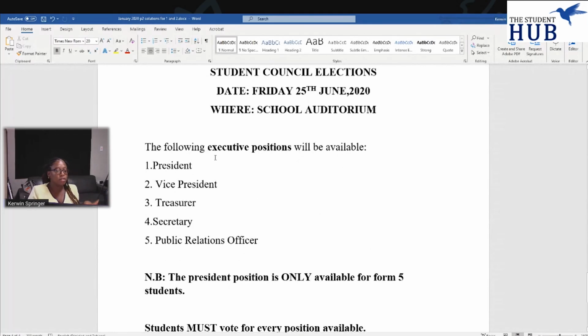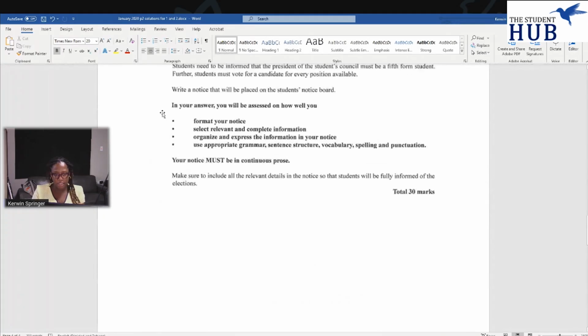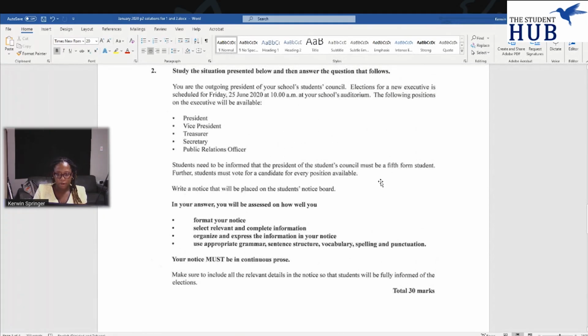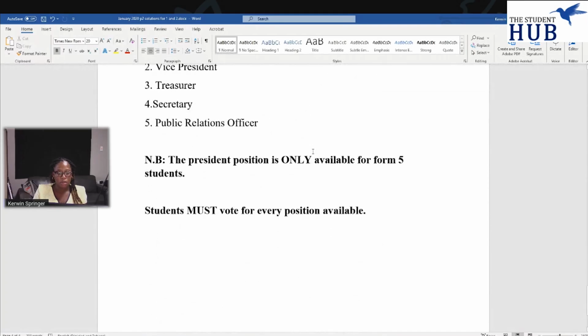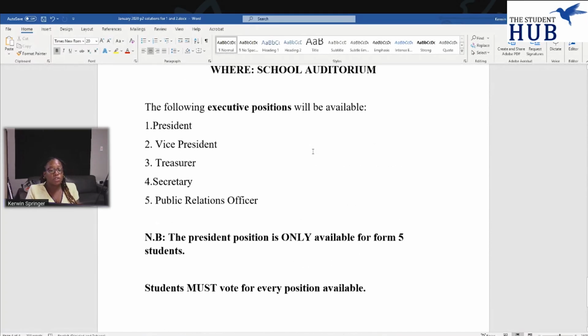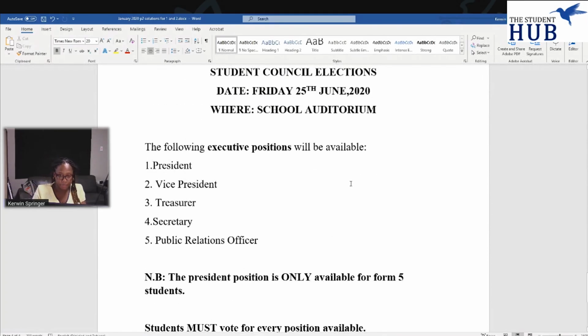And then NB usually means notes. It's something for you to pay attention to. If you feel comfortable just writing out notes, that's okay. Or please note, not a problem. Because that was an important piece of information they gave us, that the president position is only available for Form 5 students. They put it up here, right underneath public relations officer, it's the first sentence. And then students must vote for every position available.